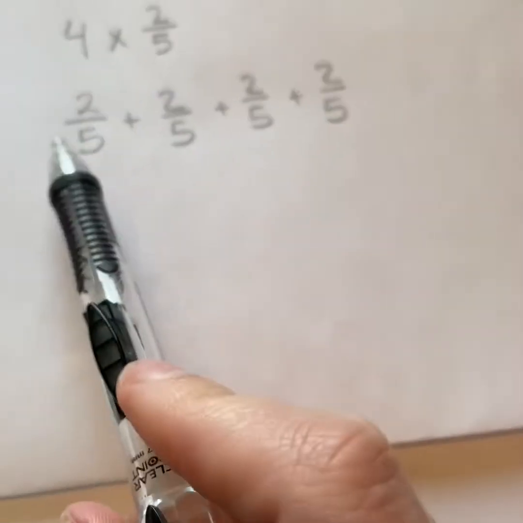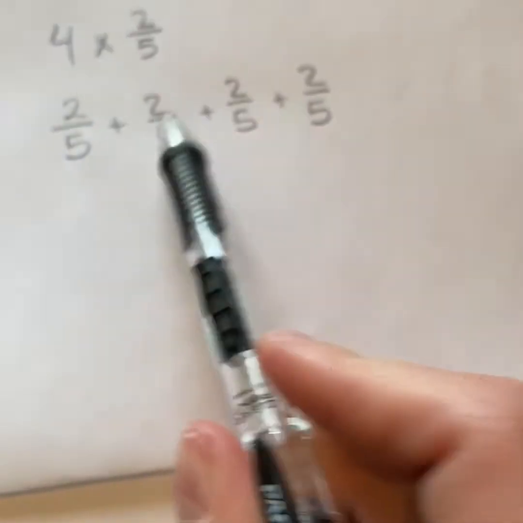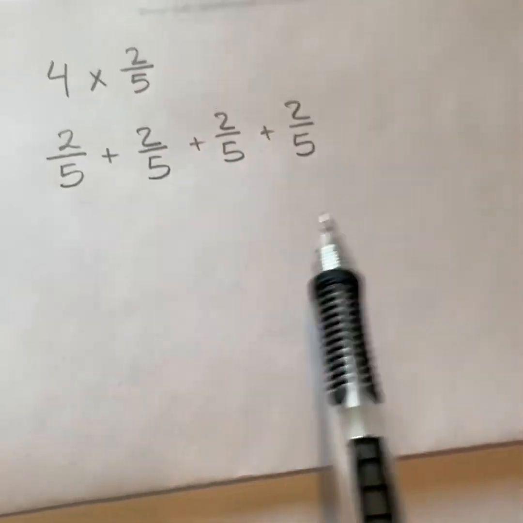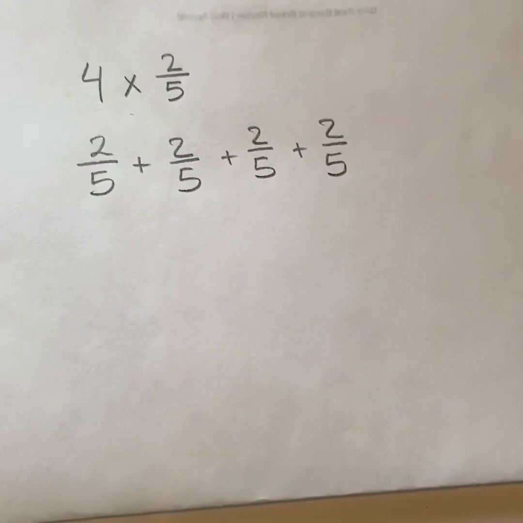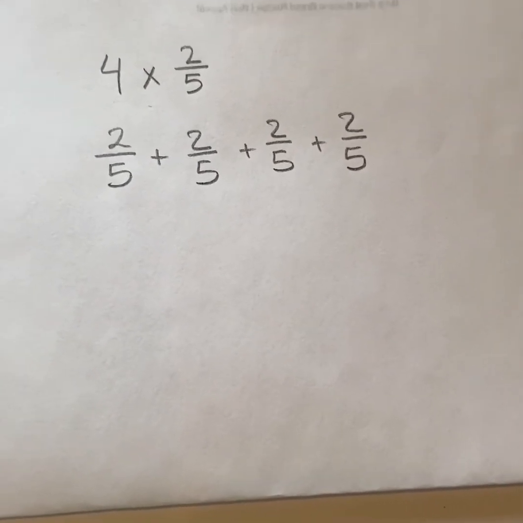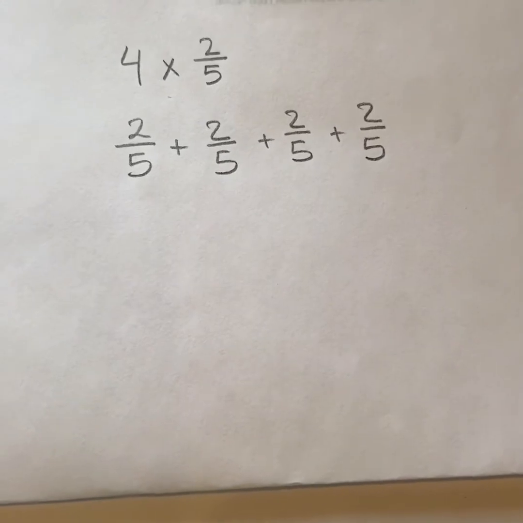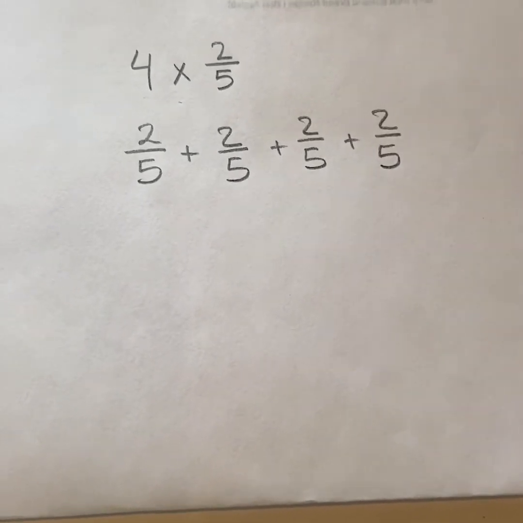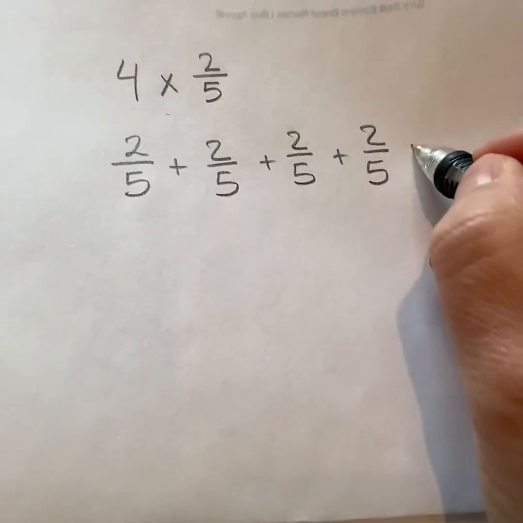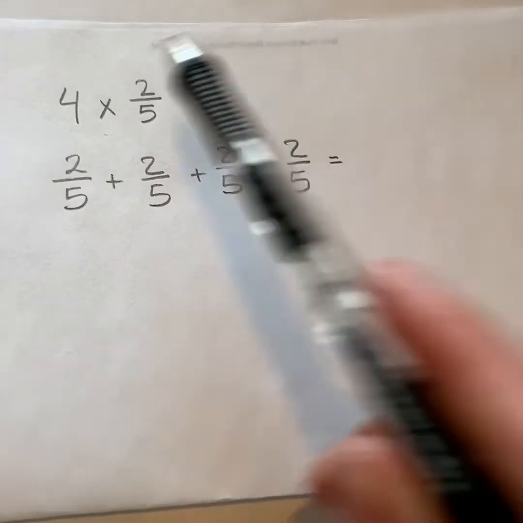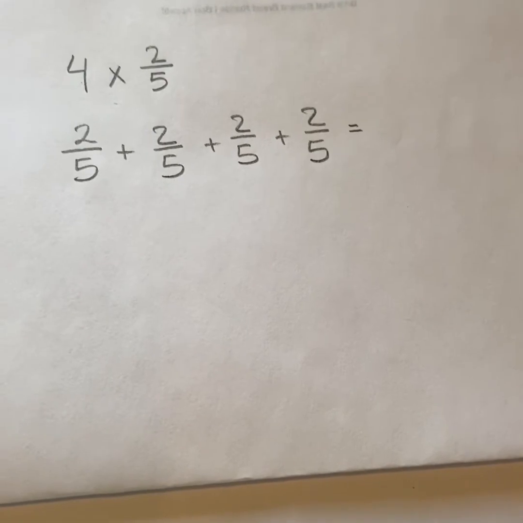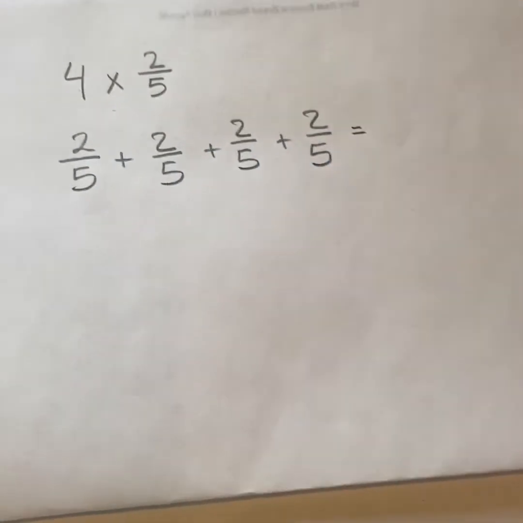Now, when we're adding together fractions, we only add the numerator because we're not adding the unit, we're just adding the quantities. So the numerators tell us about the quantities and the denominators tell us about the units. So we're not adding together the units, we're just adding the quantities. So I'm going to add that together really quickly, and I can easily skip count by 2s, or I can do 4 times 2, which is 8. 2, 4, 6, 8.